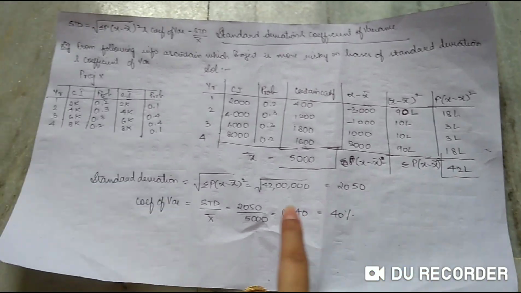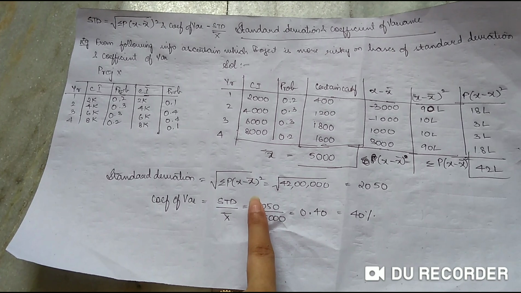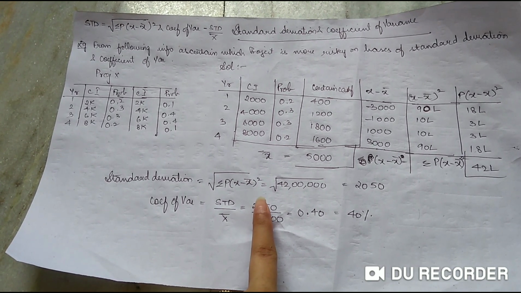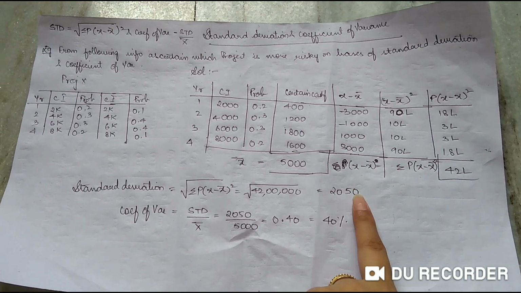Now when you calculate your standard deviation, what is the formula? Square root of sum of P, X minus X bar square. Here we have already got 42 lakhs. When you take the square root, it becomes 2050.